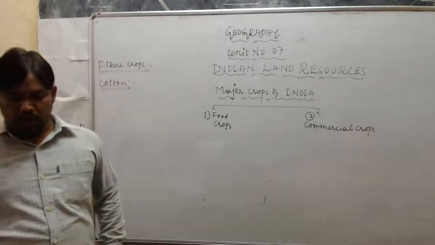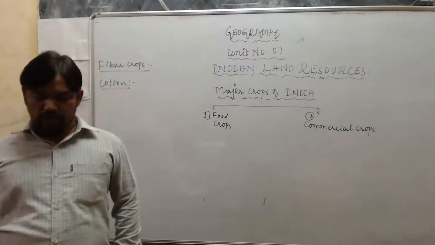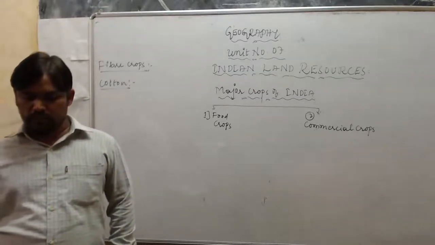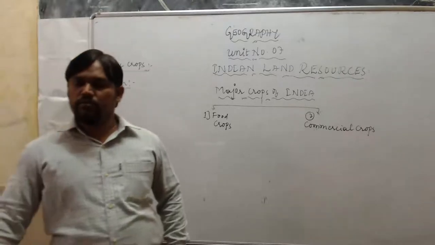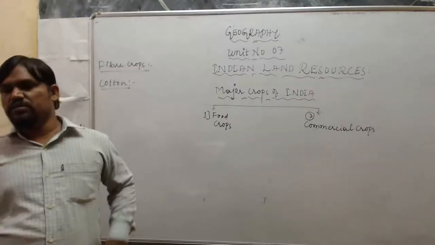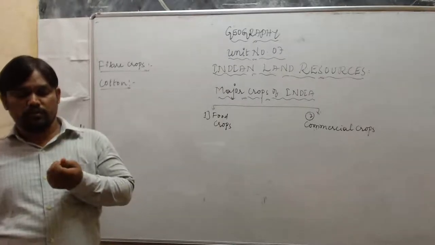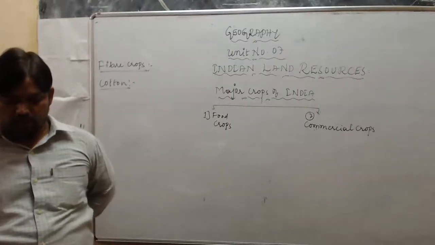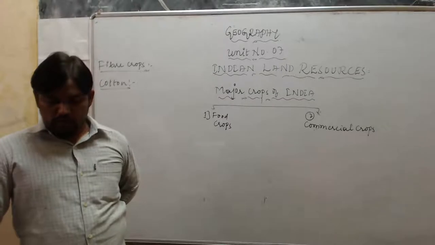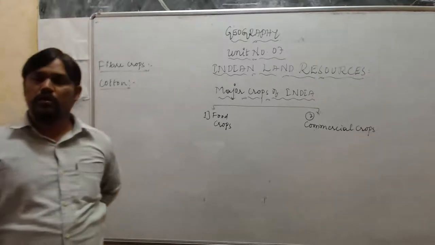Cotton is a tropical and subtropical crop, and it requires a normal temperature from 21 degrees Celsius to 24 degrees Celsius, and rainfall of 50 to 100 centimeters annually. Which soil is best suitable for cotton cultivation? It's very important. Black soil is best suited for its growth. It is grown as a kharif crop. Already you know, cotton is the best example of a kharif crop.